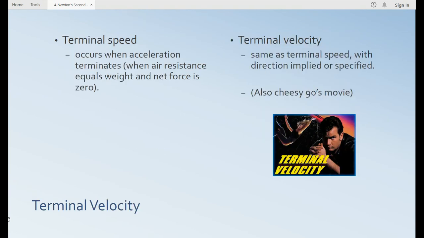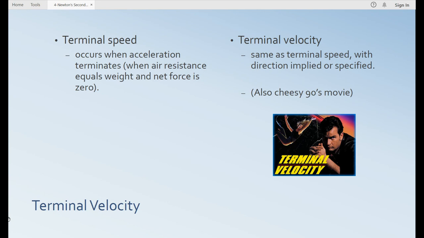And when the air resistance equals the force of gravity on an object and the net force becomes zero, we can call that terminal speed. And this is when acceleration stops. We can also call this terminal velocity, which is the same as terminal speed, but we're just implying a direction.